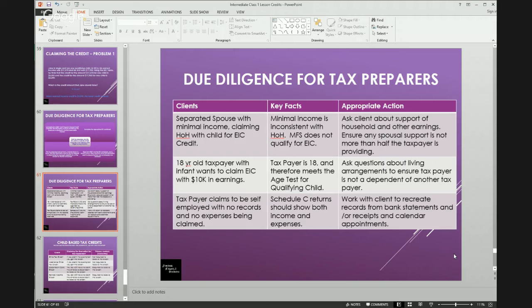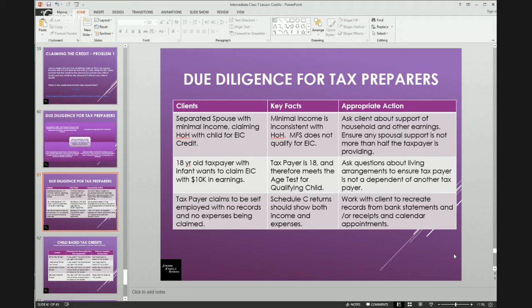The taxpayer would be, in this scenario, claims to be self-employed. However, they have no records and no expenses. So they come in and they say, well, I've got this business and I made $10,000. Any Schedule C return should show both income and expenses. So we understand that if you started a new business and you started it in October, or even if you started it in January and it is something with a long ramp-up period, that you may have only expenses and no income, but that should be an exception. You would expect to see both expenses and income.